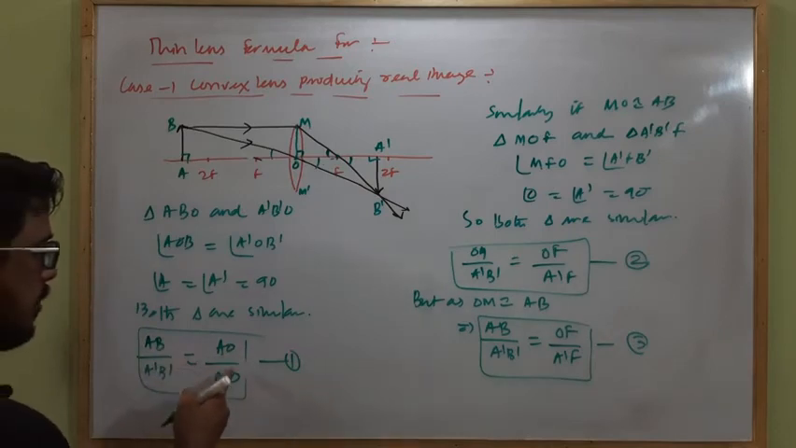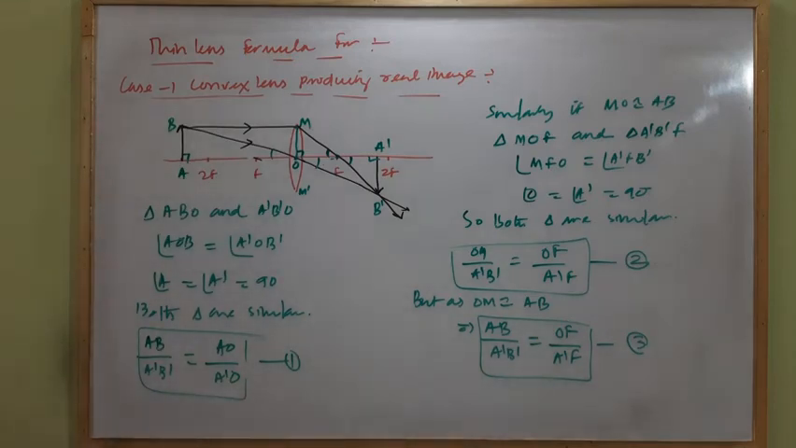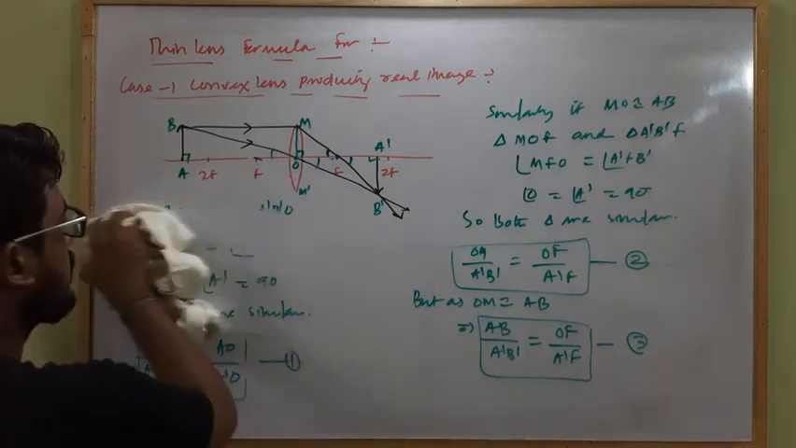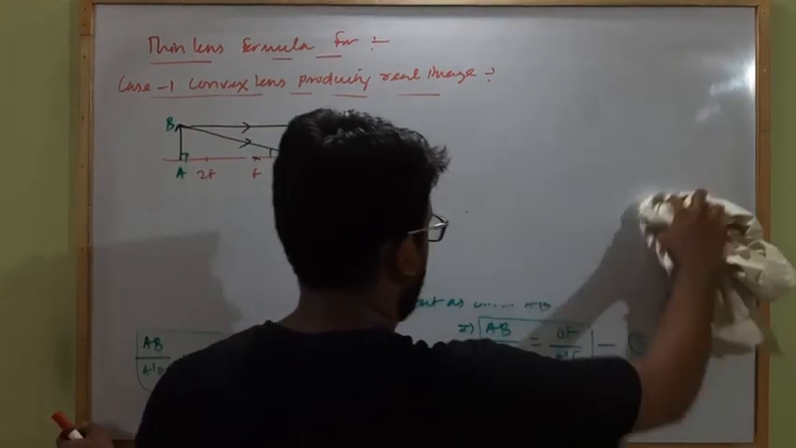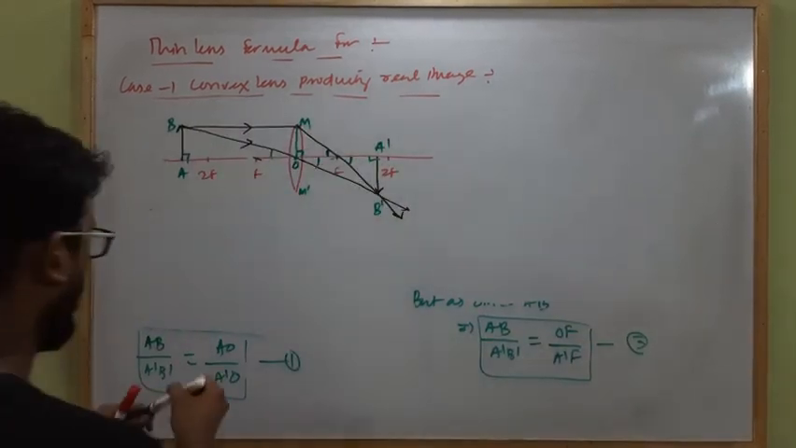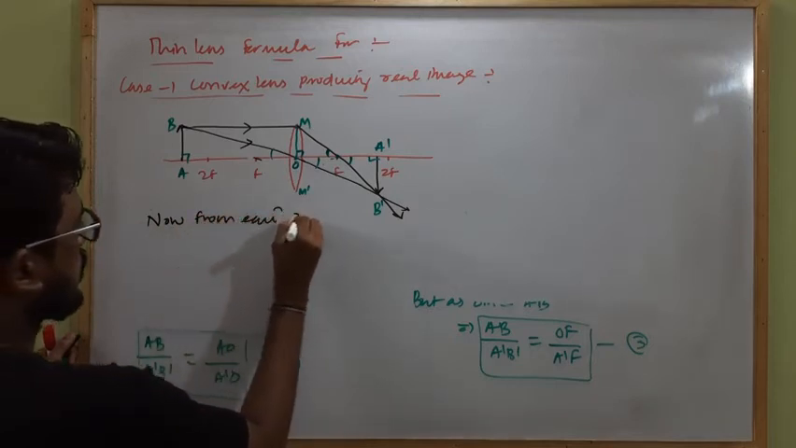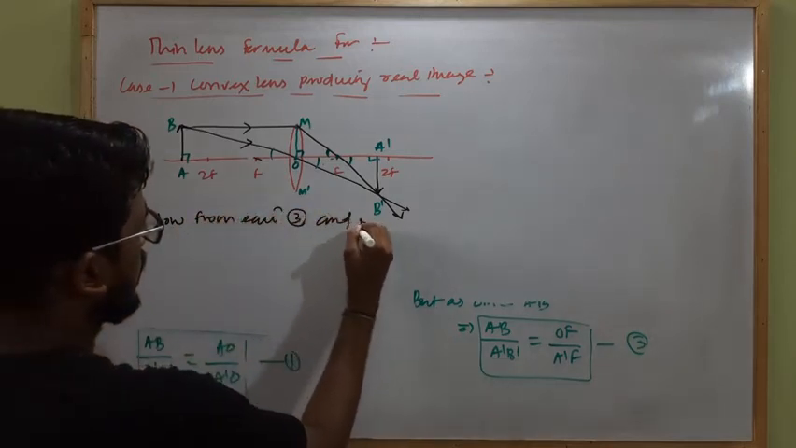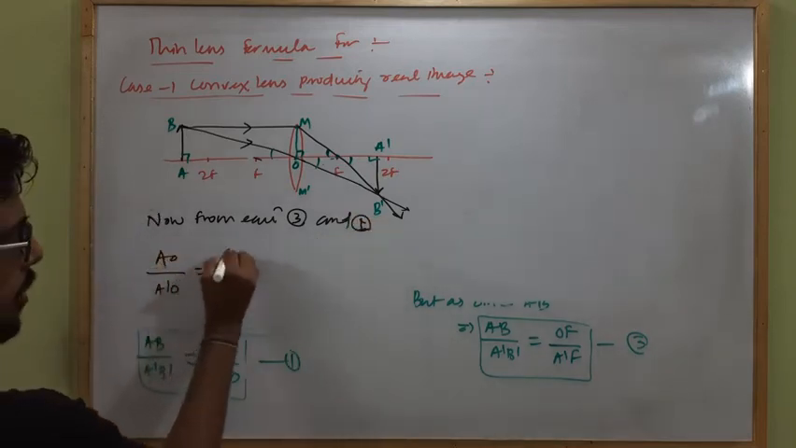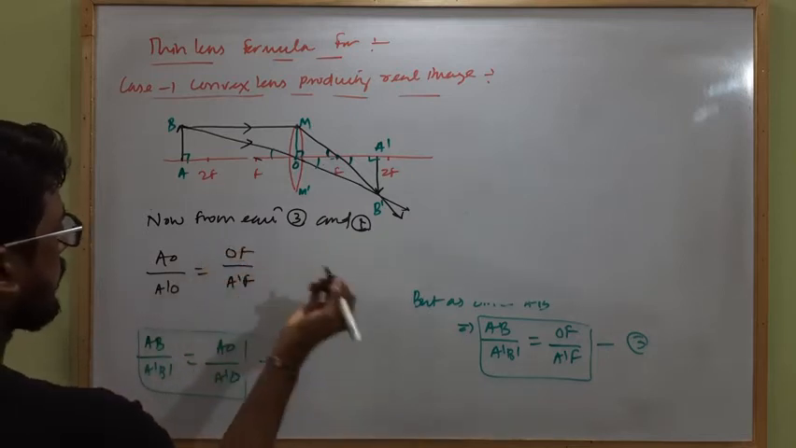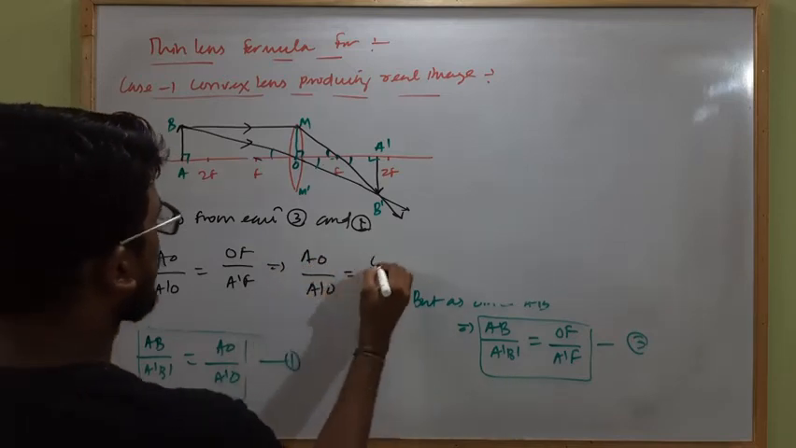AB by A'B' equals AO by A'O, AB by A'B' equals OF by A'F. So comparing 3 and 1, from equations 3 and 1, we will get AO by A'O equal to OF by A'F. So this simply means AO divided by A'O equals OF divided by A'F.